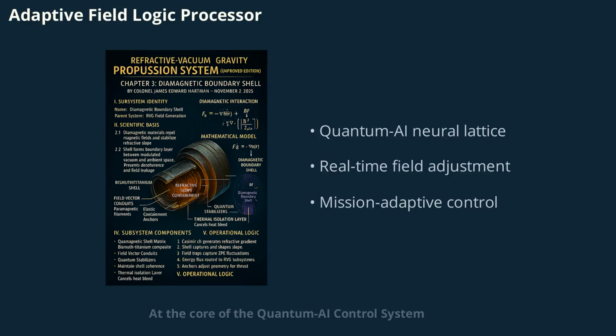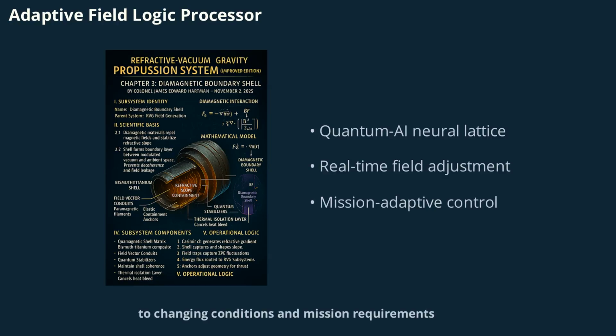At the core of the quantum AI control system, the adaptive field logic processor translates mission parameters and environmental data into real-time adjustments of the RVG field geometry. Using a quantum-optimized neural lattice, it calculates optimal refractive index profiles and modulates subsystem parameters for thrust, stealth, and maneuvering. This subsystem exemplifies the fusion of AI and quantum physics, enabling the AGF-1R to adapt instantly to changing conditions and mission requirements.